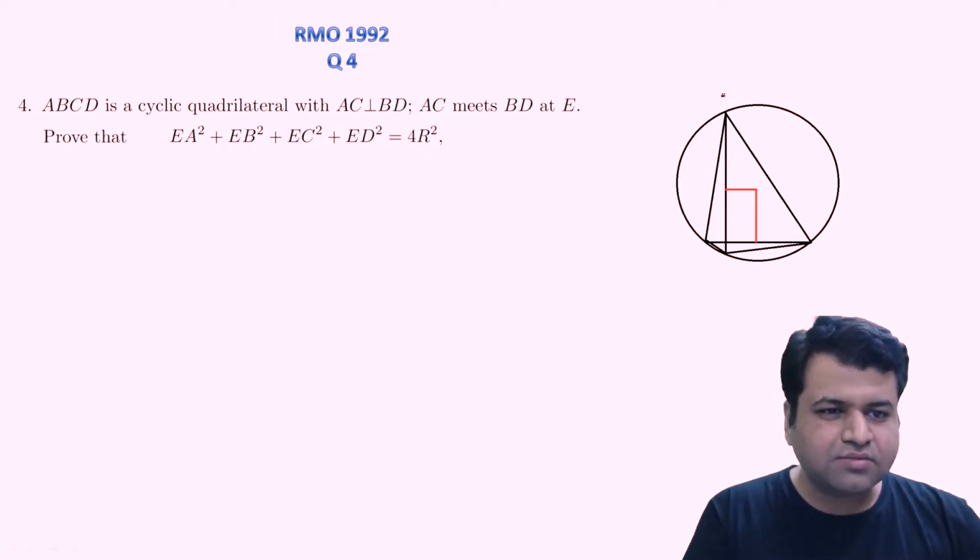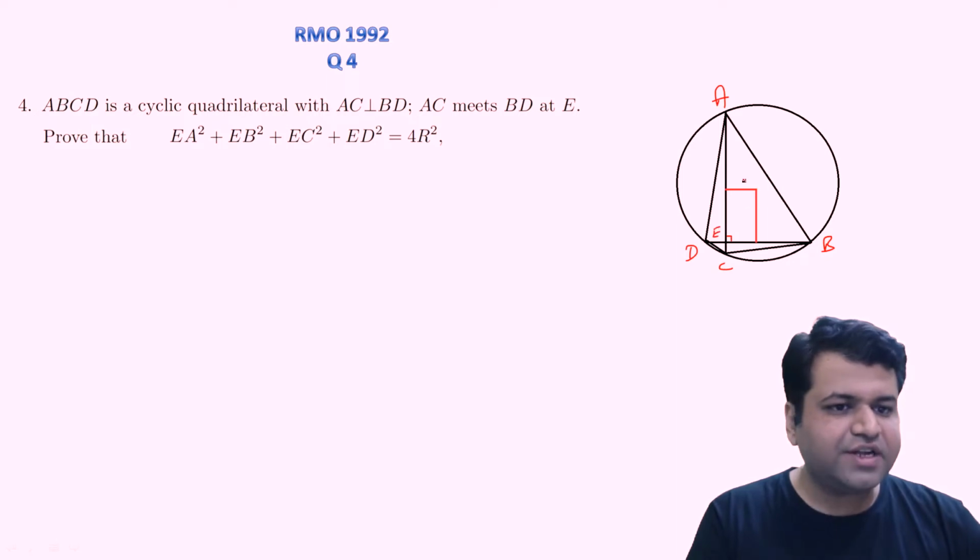So let's first discuss the common solution which most of the students do, right? Let's assume ABCD is a cyclic quadrilateral and these diagonals are perpendicular, all right? And let's say this is the point of intersection E. Let's assume the center of the circle is O, right? And let's say this point is M. Okay, let's assume this point is P, and let's assume this point is Q, right?